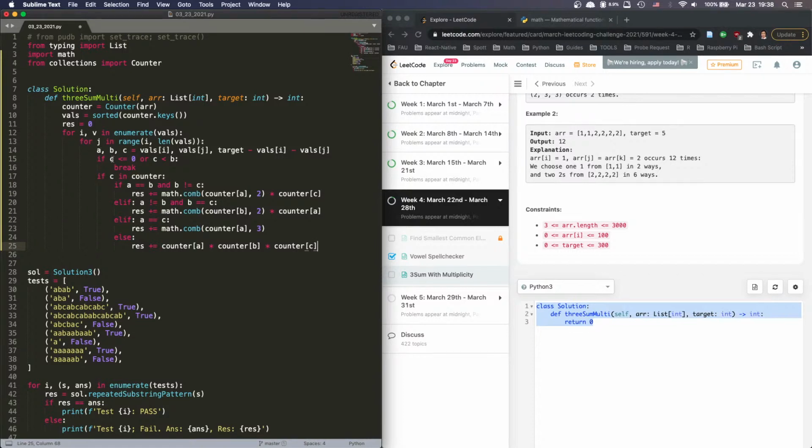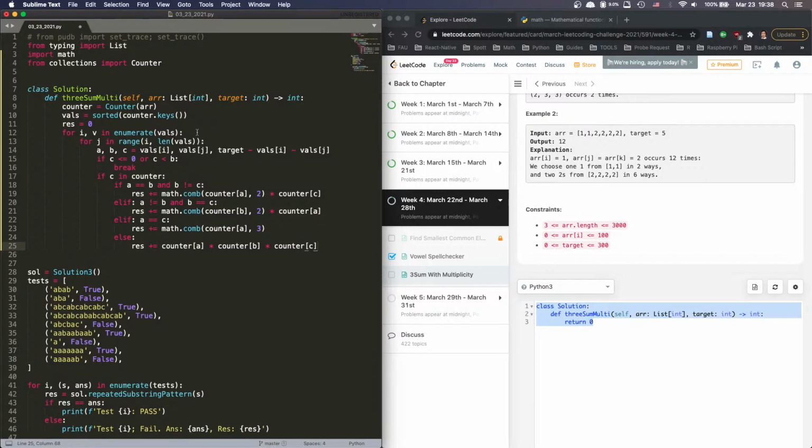Let's see. We immediately break. We can actually break it faster, right? We can break it faster if the value is larger than half of the target. Then we know the scheme is not going to work.